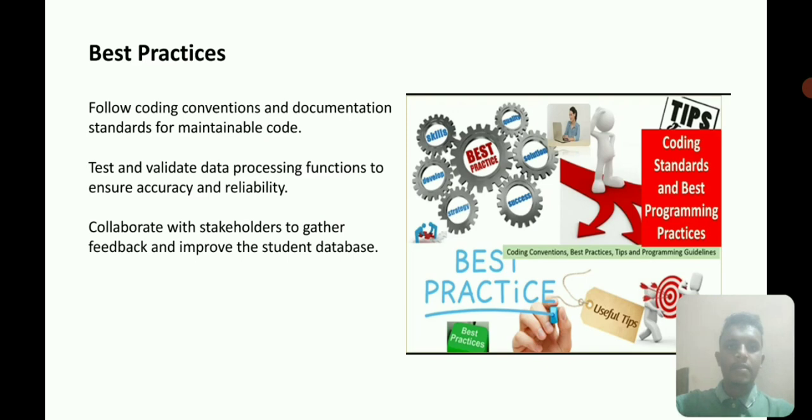And the best practices: follow coding conventions and documentation standards for maintaining code, test and validate data processing functions to ensure accuracy and reliability, and collaborate with stakeholders, gather feedback and improve the student database.